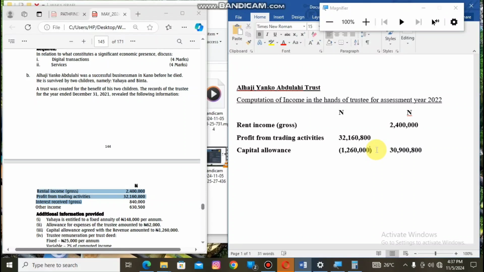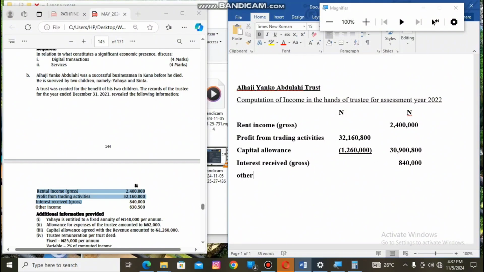Then you move to the next income. The next income there is interest received. Just put another line there. Interest received, gross. How much is it? Interest received, the amount is 840,000. Okay. Alright.